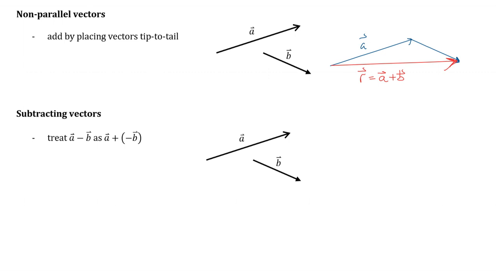So ignoring the actual path that you took, just where you started and where you ended up, a straight line, a straight path to that. That's what the resultant vector is when you add vectors. And we call that placing them tip to tail. So then what about subtracting vectors?